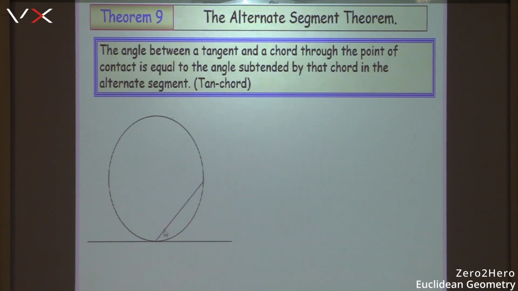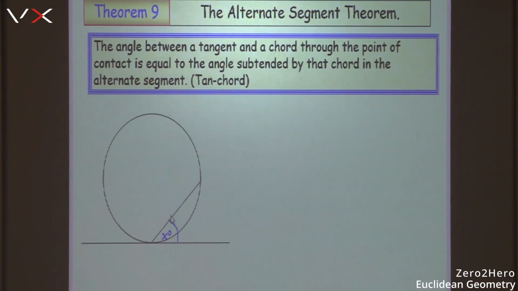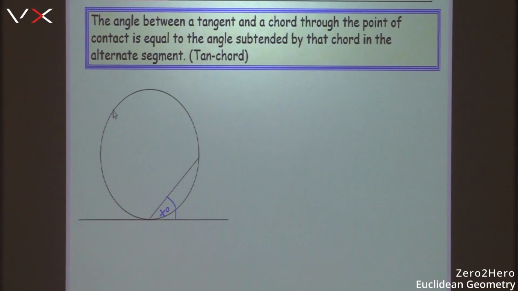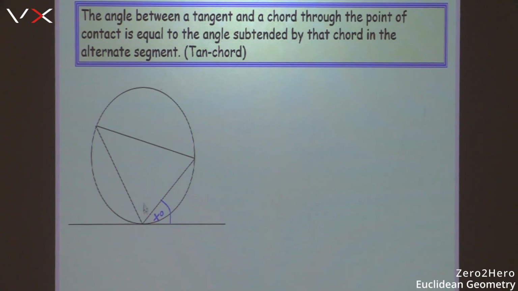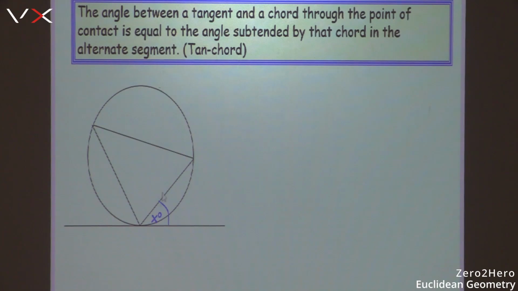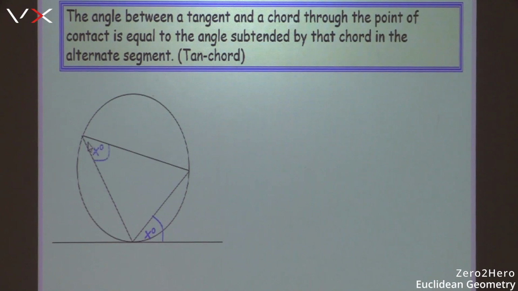This is a chord, this is a tangent. The angle between a tangent and a chord. Let's call the angle between a chord and a tangent x. Now, to find the angle that will be equal to this x, I've got to take this chord and form an angle at the circumference. This angle, which is formed by this chord at the circumference, is equal to the angle between a tangent and a chord. So if this is x, this angle that will be formed there will also be equal to x.